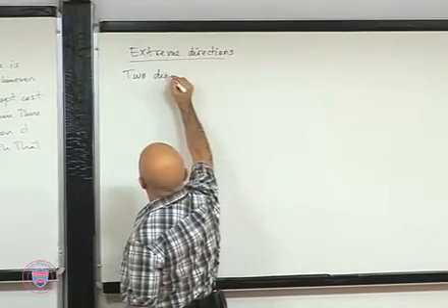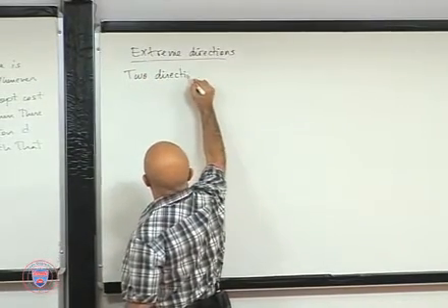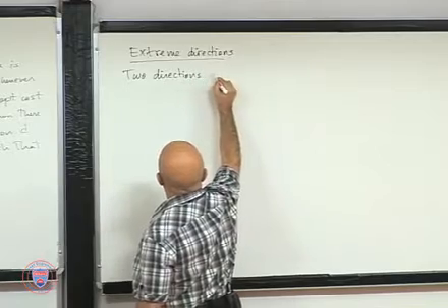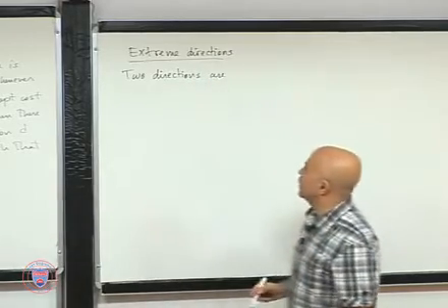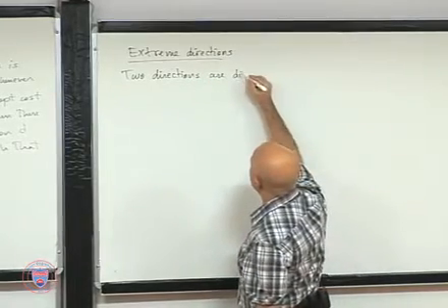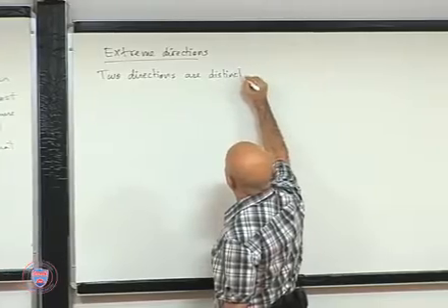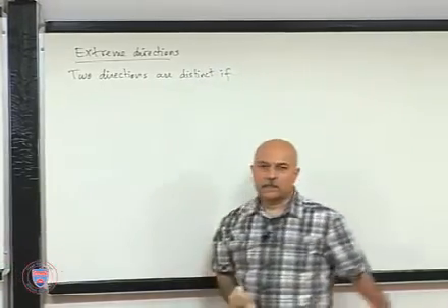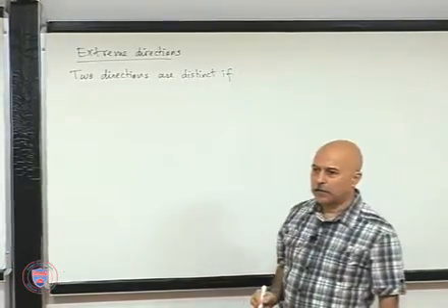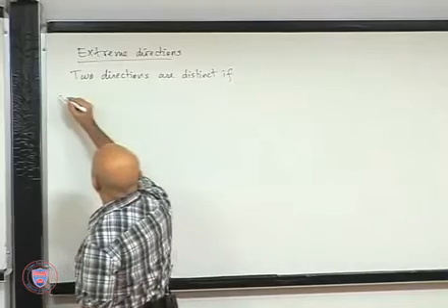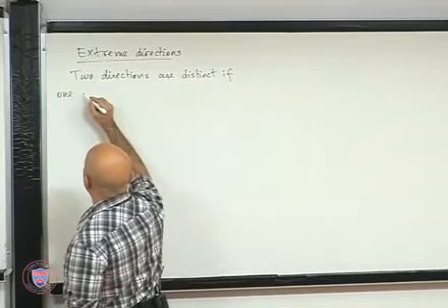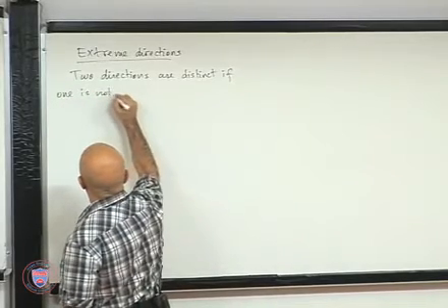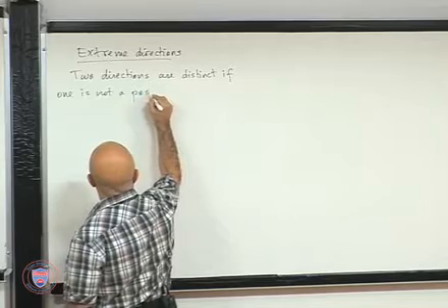First, let's define two directions to be distinct. Two directions of a polyhedral set are distinct if one is not a multiple of the other one. Positive. One is not a positive multiple of the other.